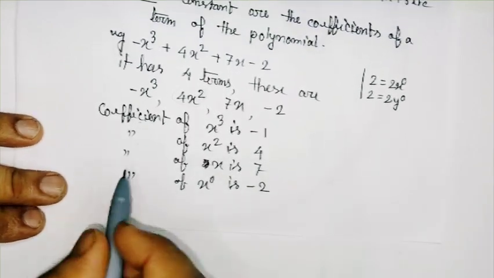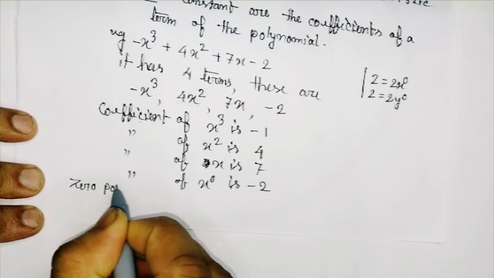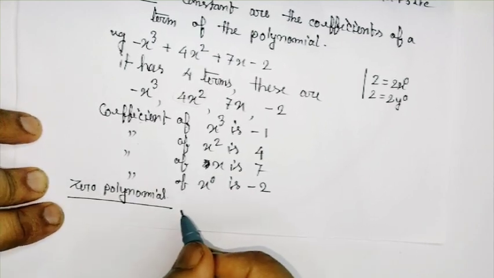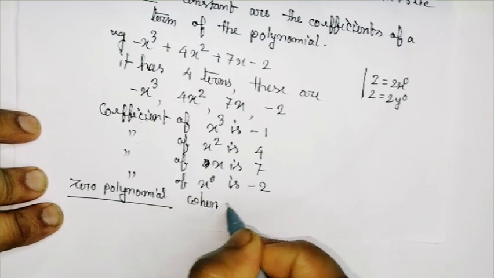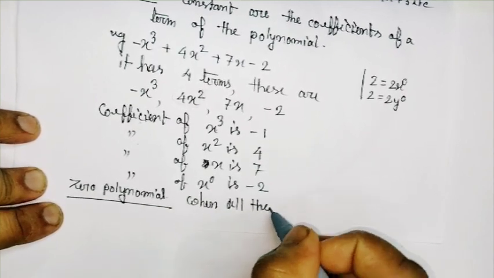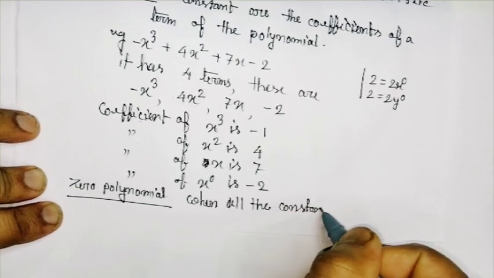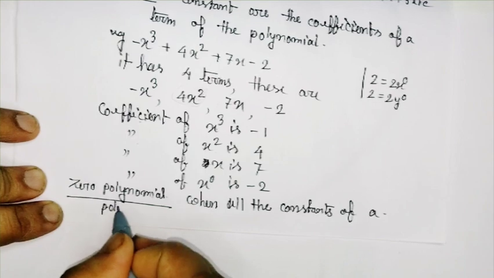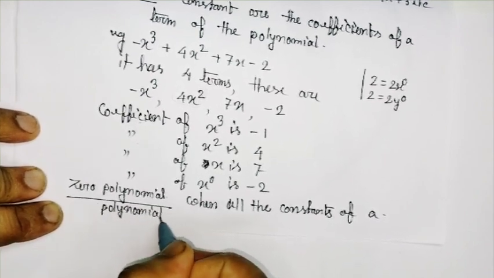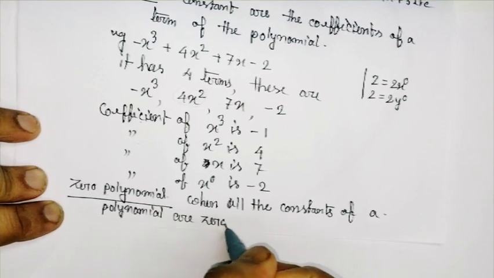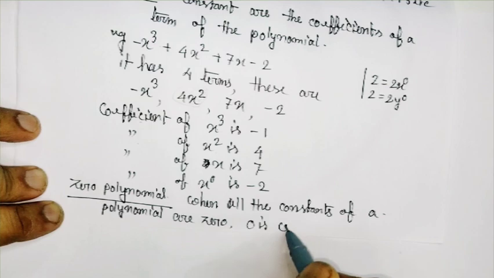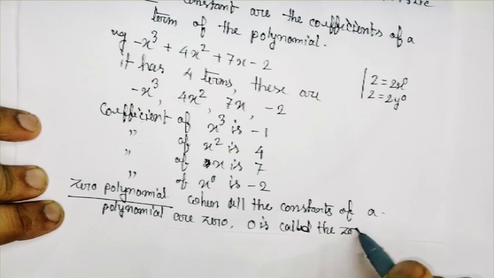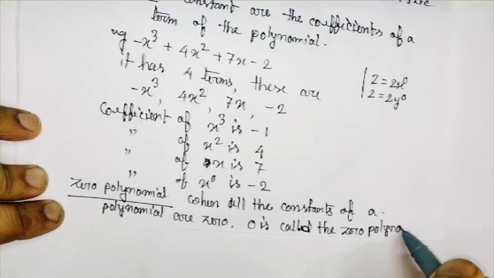Again, zero polynomial. When all the constants of a polynomial are 0, then 0 is called a zero polynomial.